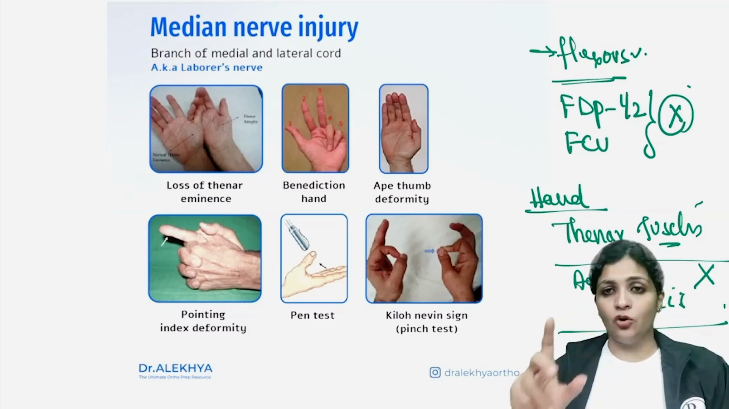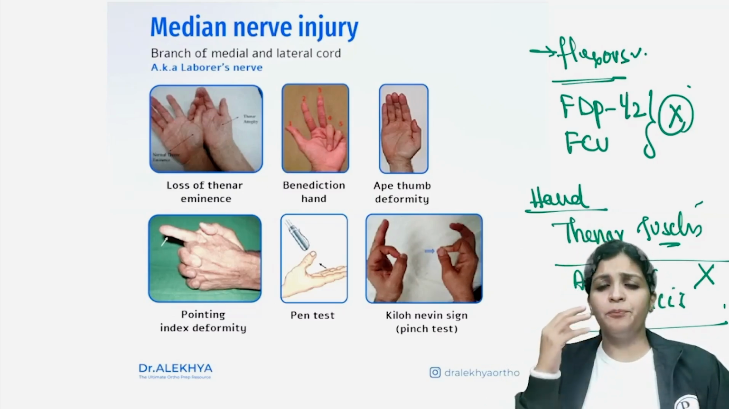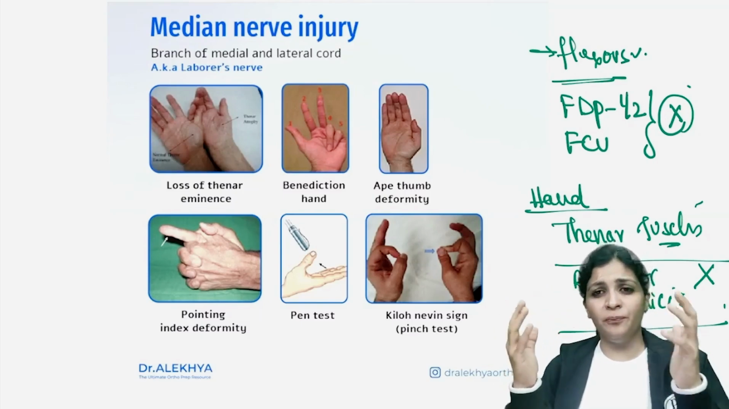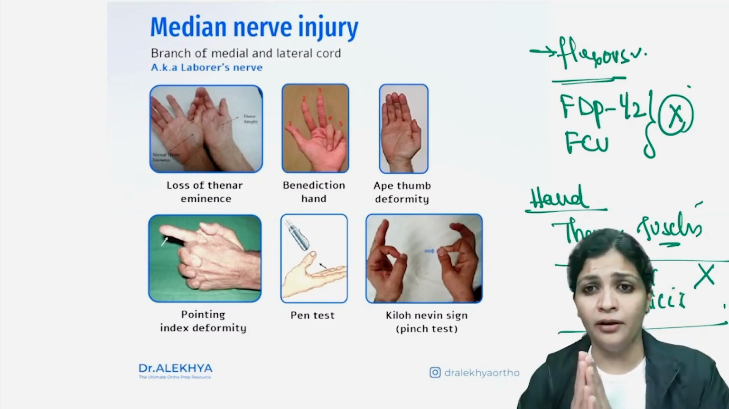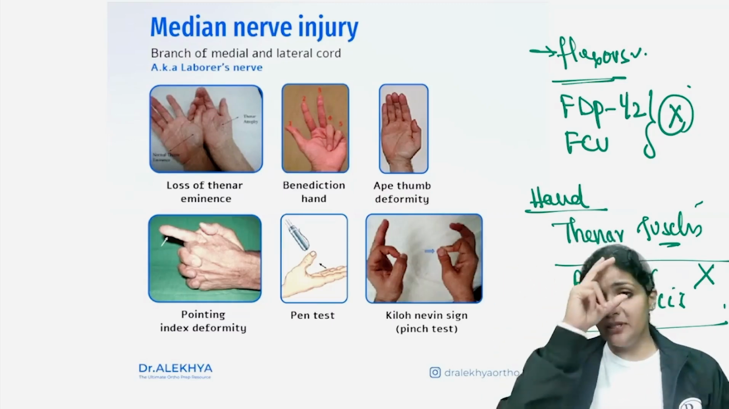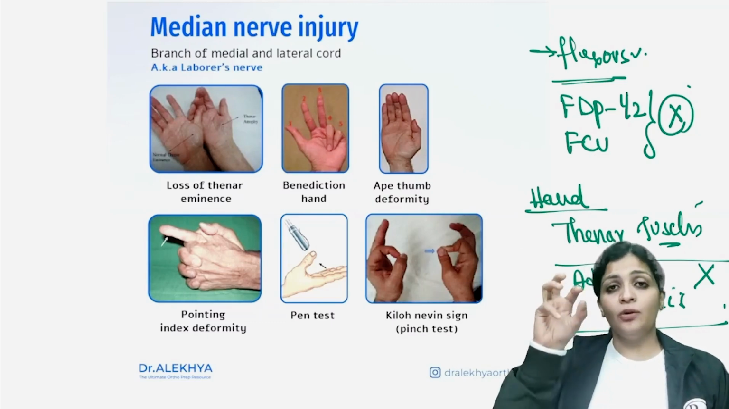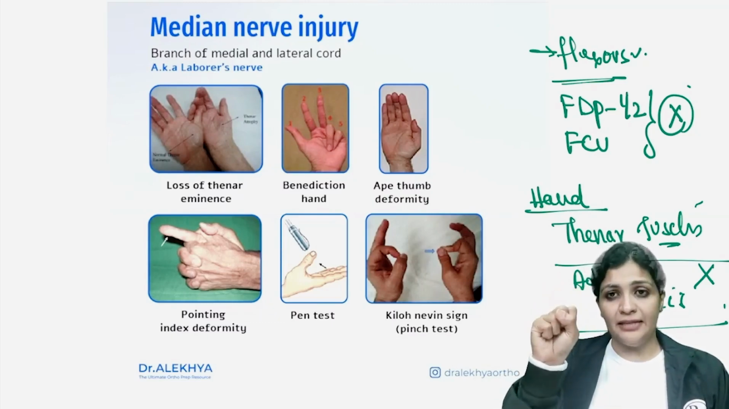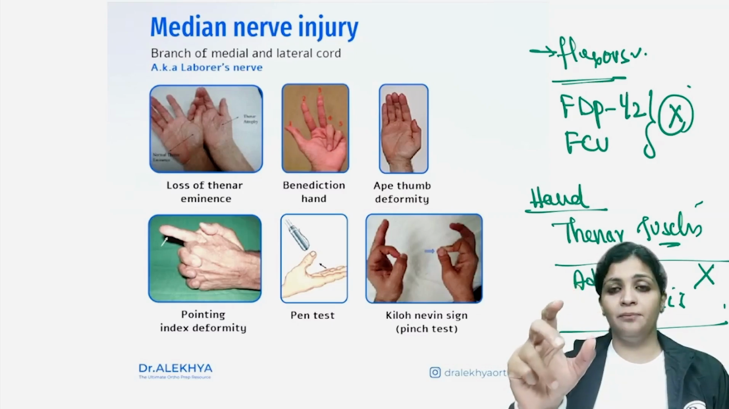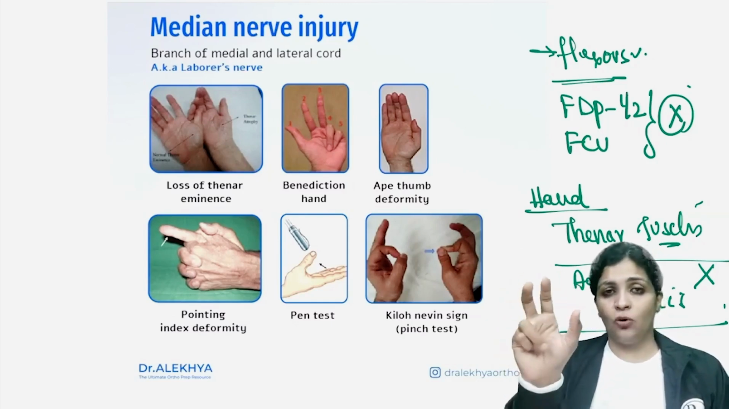Then benediction or the Pope's sign. Whenever you do this cross, the Pope, or these are called the most honored people in Christianity, they do this benediction sign. So this is called the Pope's sign. So what happens here? You make a fist like this, but because the flexors of this are weak, your hand will become like this. It will be in this position, which is called the benediction.